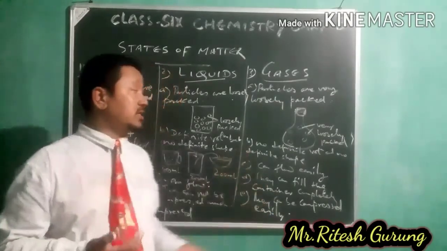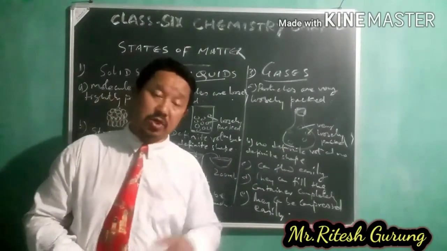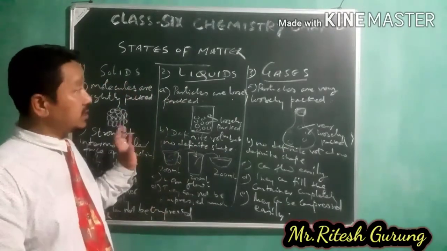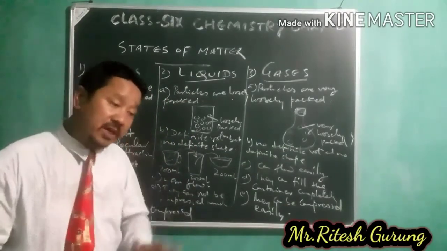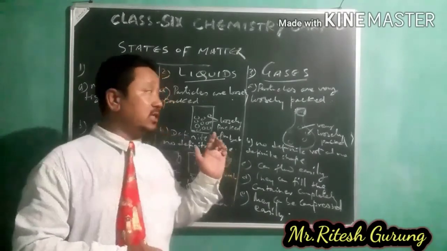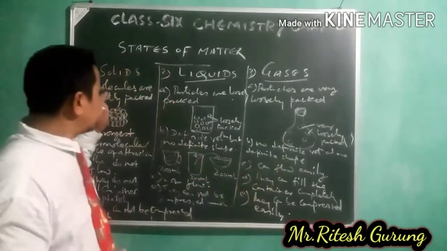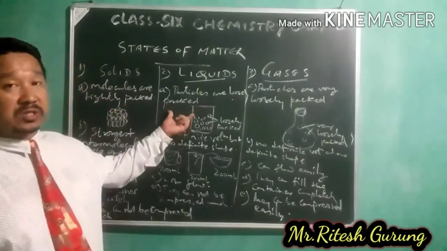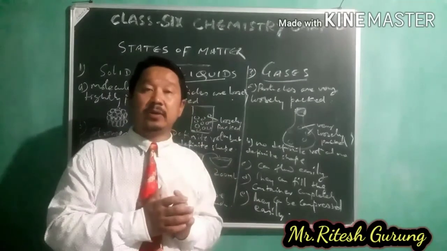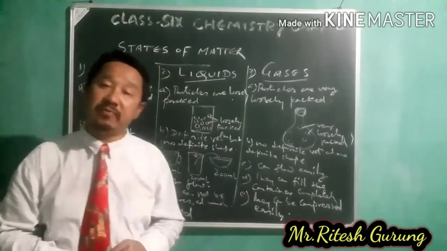So these are the different properties of the three states of matter. All these different properties in the three states are mainly because of the arrangement of the particles. In all these cases the arrangement of particles is different: tightly packed here, loosely packed here, and very loosely packed here. That arrangement brings about such differences in the three states of matter.